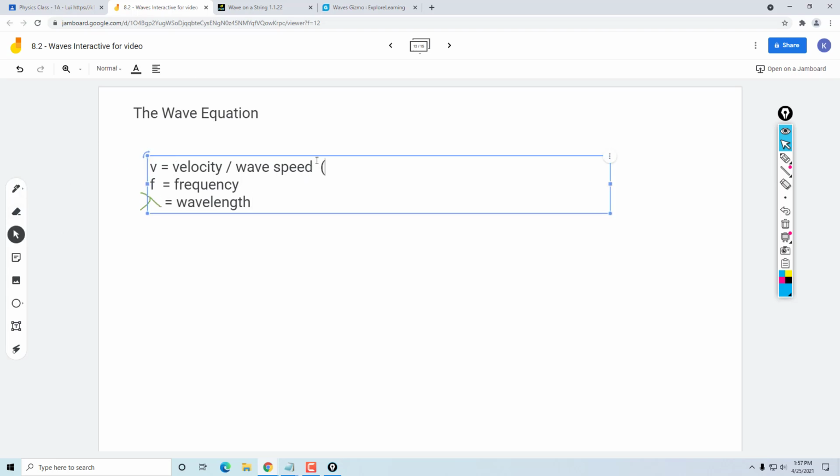Wave speed might be, for example, meters per second, centimeters per second. Frequency is hertz, which is the same as 1 over a second. The wavelength is a unit of distance, maybe meters, centimeters, and so forth.